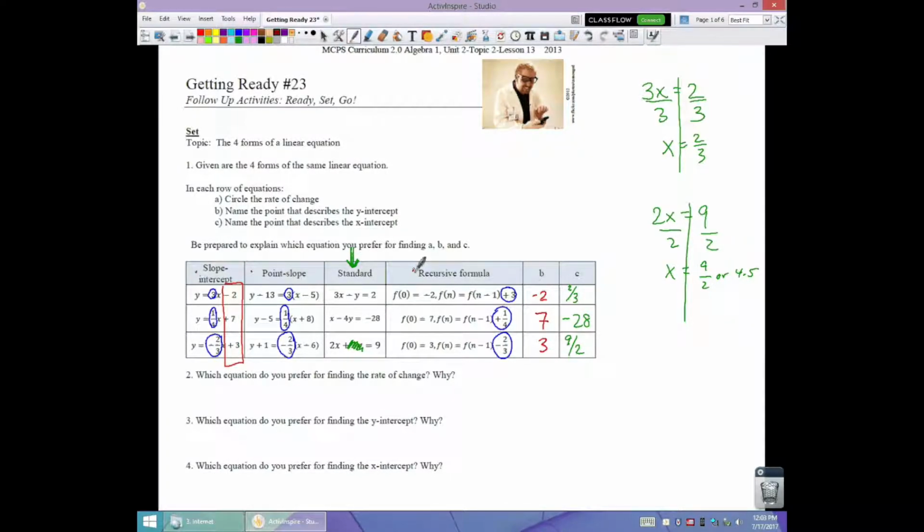Number 3, which equation do you prefer for finding the y-intercept? Well, I think there's a pretty obvious choice there that slope-intercept is the most obvious. It makes the y-intercept the most obvious because it's sitting right there staring at you. It's the b term.